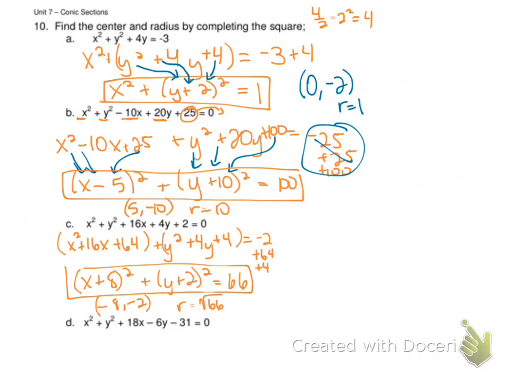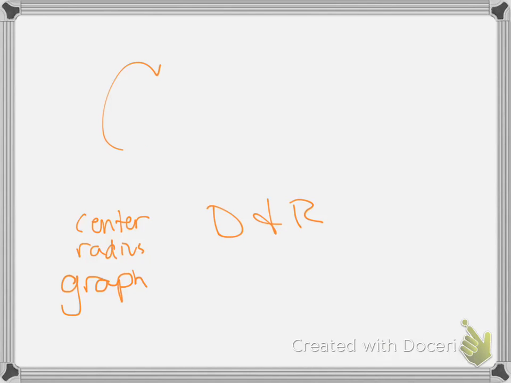Okay, so that's circles. Like I said, the most important thing is that from this equation, if I give you an equation like this, that you can tell me the center, the radius, and you can graph it and find the domain and range. That is the key to this lesson. So, one more time, you need to be able to find the center, find the radius, you need to be able to graph, and then do domain and range. Okay, so that's what you need to know about circles.